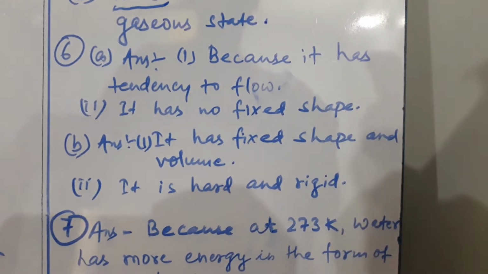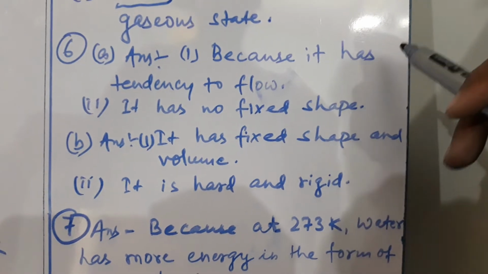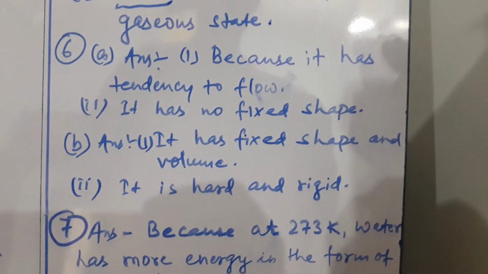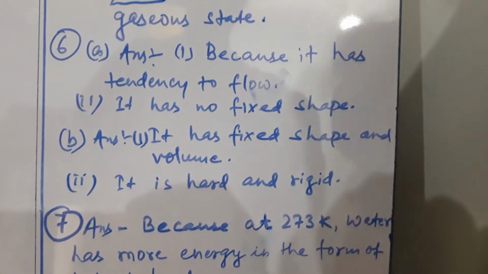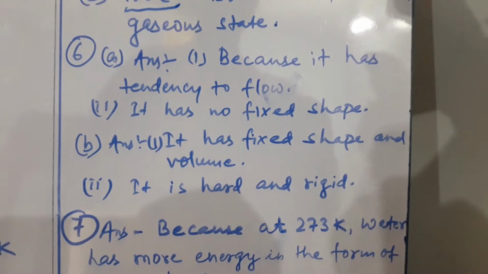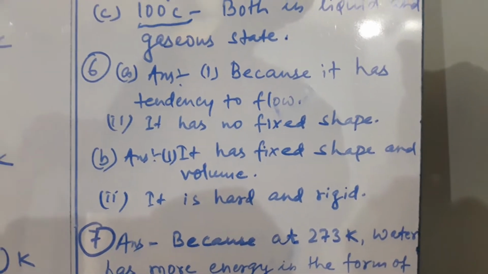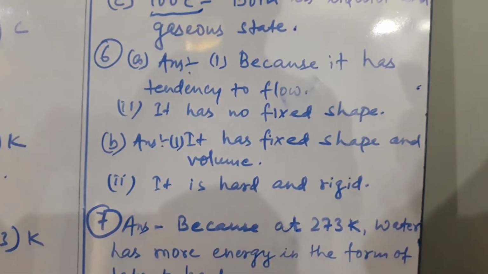It will behave like a fluid, and it has no fixed shape. At this temperature, water has no fixed shape, meaning wherever it is kept, it will take the shape of that container only. So these two reasons show water is present in liquid state at room temperature.